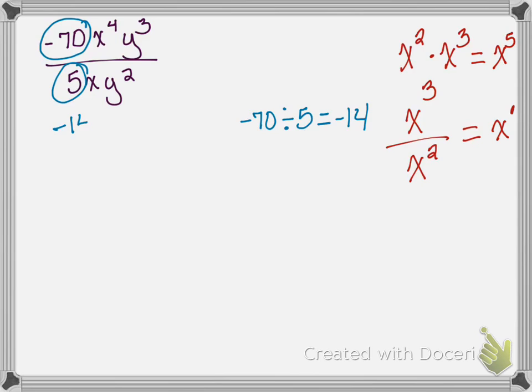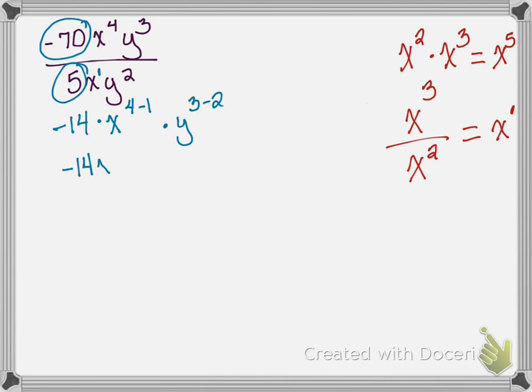Okay? Okay, now I've got x to the fourth divided by x to the first. So what I'm going to do here is I'm going to have x to the 4 minus 1. X to the 4 minus 1. Okay. Then I have y to the third over y squared. So I'm going to have y to the third minus 2. Okay. So my final answer then is going to be negative 14 x to the third times y.